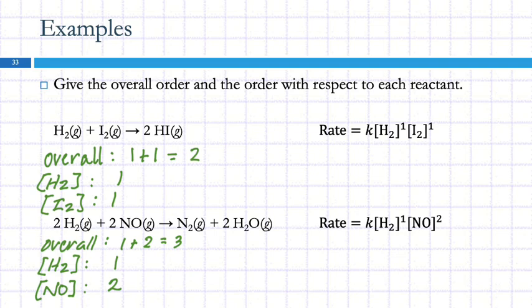So if we double the concentration of NO, the rate is going to increase by a factor of 4, provided that H2 stays the same. If we leave NO alone and double H2, the rate will only double. If we change both of them, then it gets more complicated. Questions?